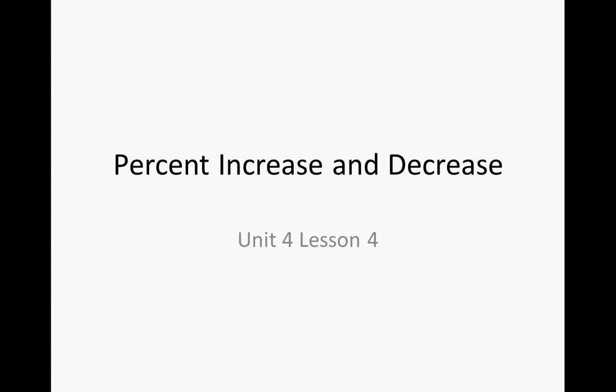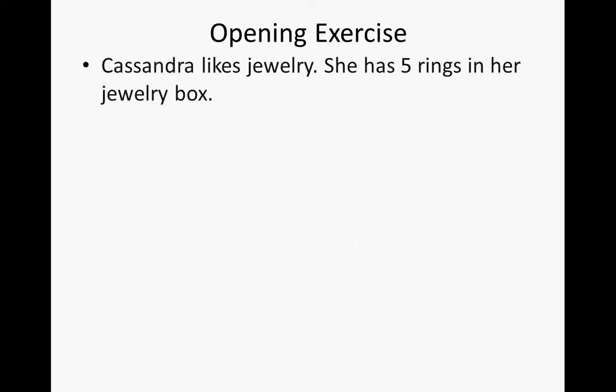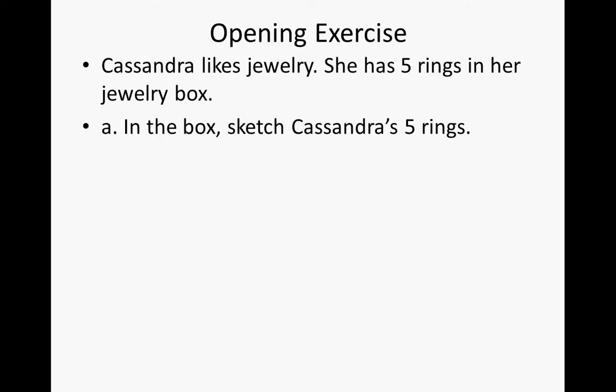Okay, we are here at lesson 4 where we talk about percent increase and decrease. So the opening exercise on your lesson worksheet: Cassandra likes jewelry. She has 5 rings in her jewelry box. In the box, sketch Cassandra's 5 rings. So pause the video and sketch out some rings. Don't take too much time with this because you've got plenty of work to do in the meantime.